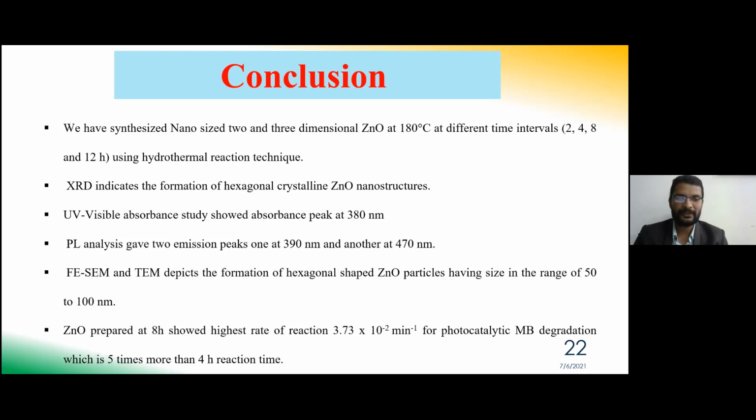UV visible absorption study shows the absorption peak at 380 nanometers. PL analysis gives the emission peak at 390 nanometers and one peak at 470 nanometers. FESEM and TEM analysis give sharp hexagonal shaped zinc oxide nanomaterial synthesized at near about 50 to 100 nanometers. Zinc oxide prepared at 8 hours has a reaction rate 5 times higher than the 4-hour reaction time.